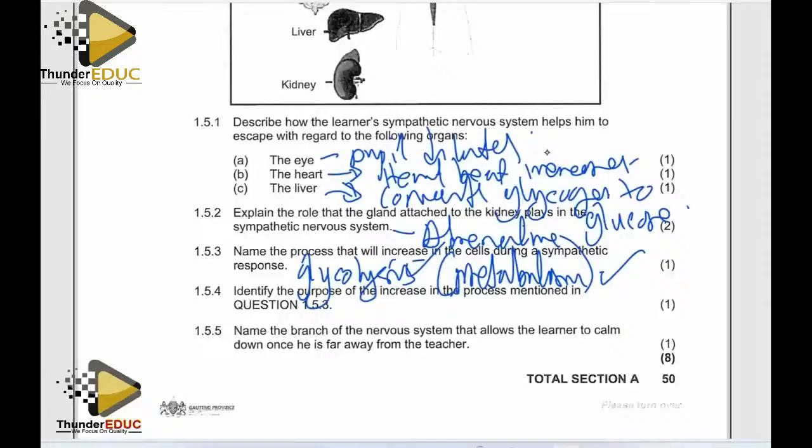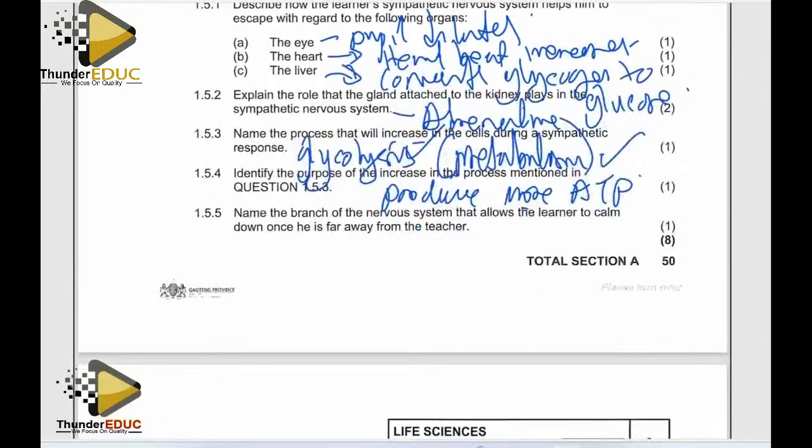Identify the purpose of the increase in the process mentioned above. Here it is just to produce more ATP. In this case, the word more is very important. So it's to produce more ATP. Name the branch of the nervous system that allows the learner to calm down once he is far from the teacher. That is the parasympathetic nervous system. I'll say PNS.